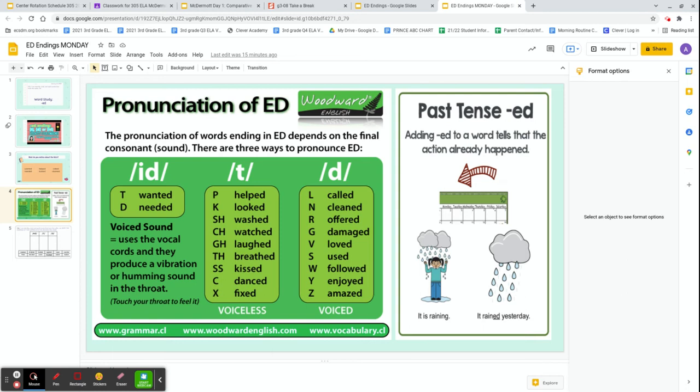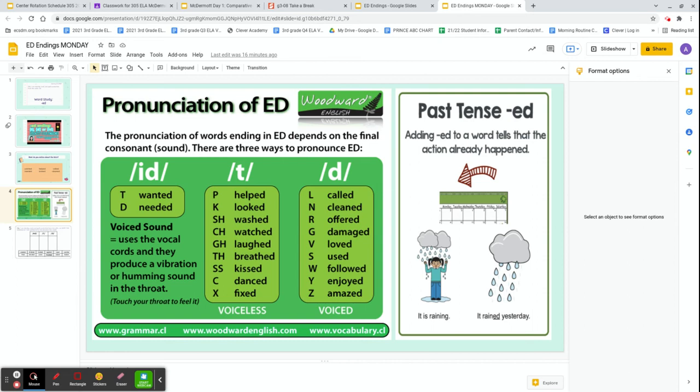Wind. W-I-N-D. Does it have an ED ending? Does that show us it's in the past? Nope. So this doesn't count. It has to have an ED ending. It does make the d sound at the end, but we're specifically focusing on the ED endings. Yes. Kid. Same thing. There's no ED ending. It's just K-I-D. Yes, it makes the d sound at the end, but I'm looking for an ED ending, like wanted, needed.